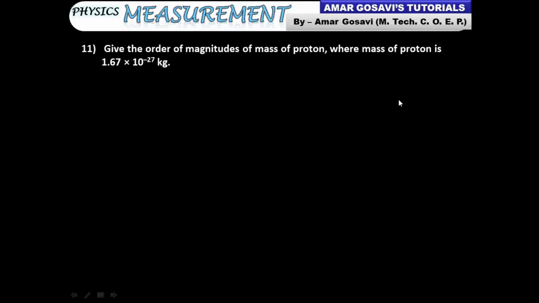So here is the question, friends. Give the order of magnitude of the mass of a proton, and the mass of the proton is given to you as 1.67 into 10 raised to minus 27. So can anybody depict what should be the order for this particular number? Yes, anybody? I mean, you can give me the order of this quantity.